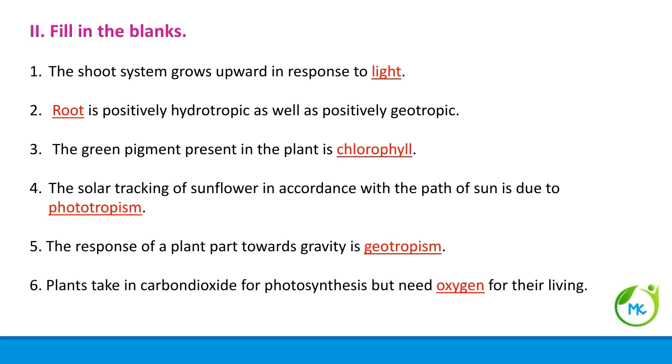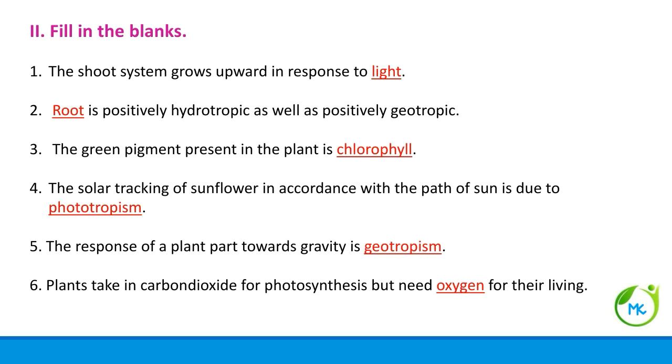The green pigment present in the plant. What is the name of the green pigment present in the plant? It is chlorophyll. The solar tracking of sunflower in accordance with the path of sun is due to. The movement is phototropism. So sun, again light, so it is phototropism. The response of a plant part towards gravity. So gravity stimulus means it is geotropism.